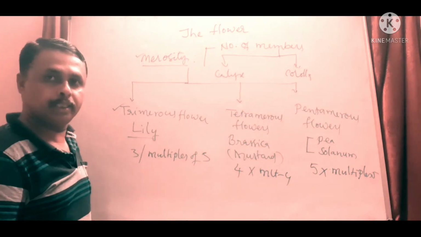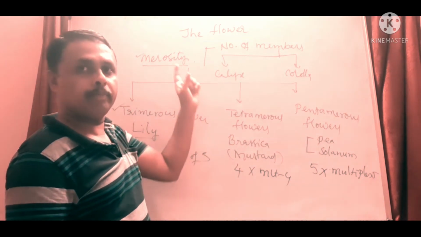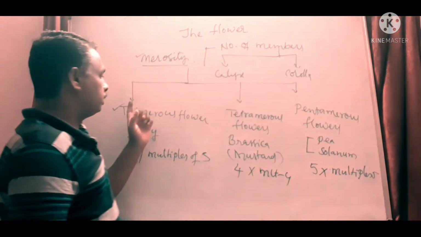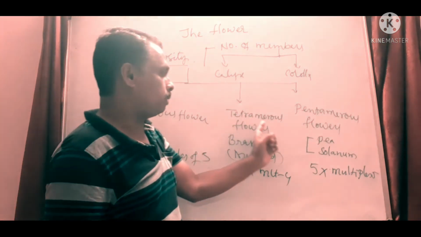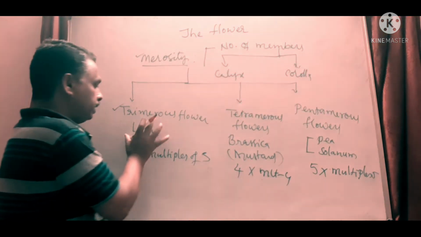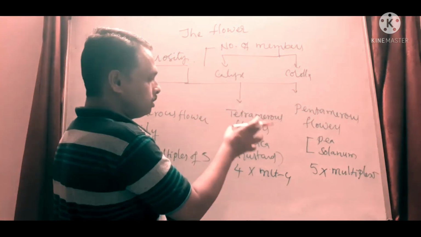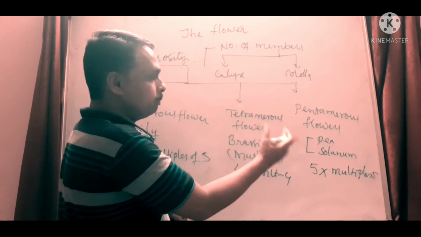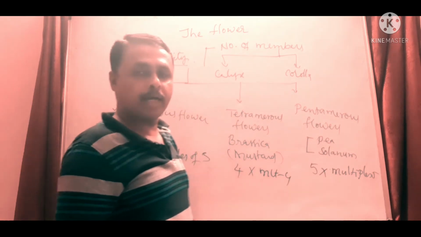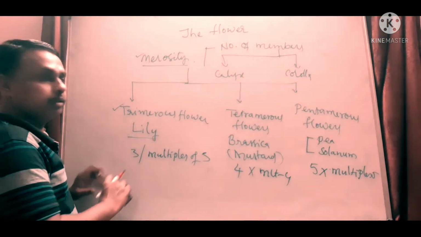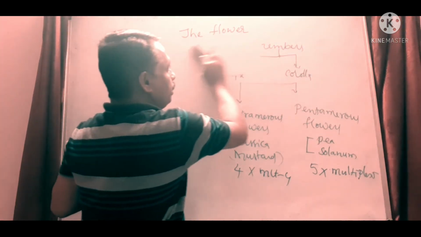This is about meracity. The number of members of calyx and corolla over the thalamus of a flower is called meracity. It can be described into 3 categories: trimerous flowers, tetramerous flowers, pentamerous flowers. Trimerous means the number of members will be 3 or multiples of 3. Tetramerous means 4 or multiples of 4. Pentamerous means 5 or multiples of 5. Understood, right?